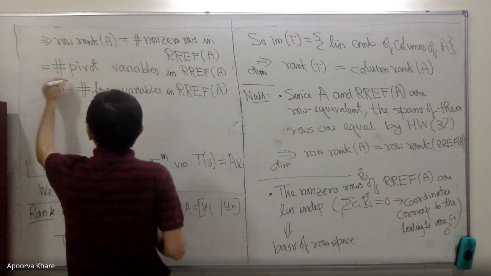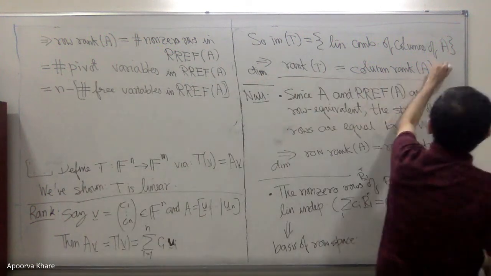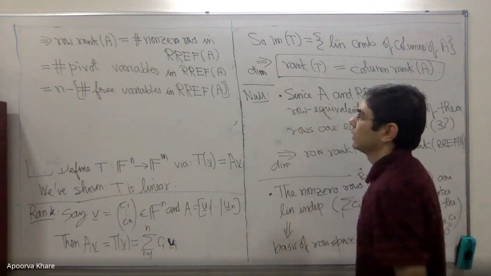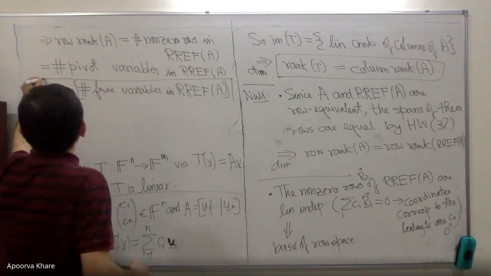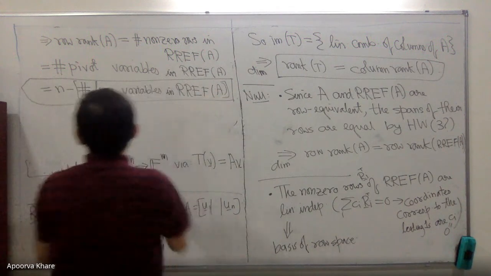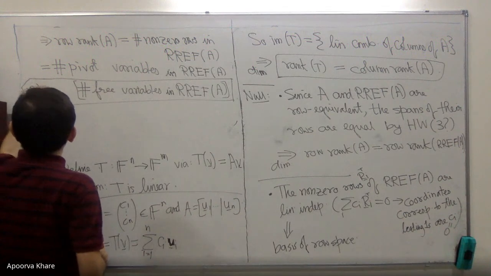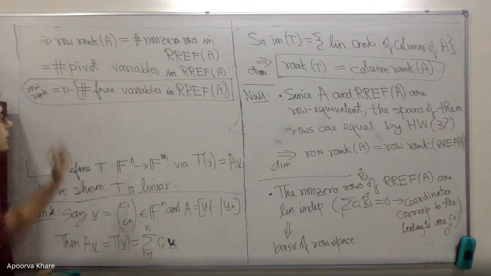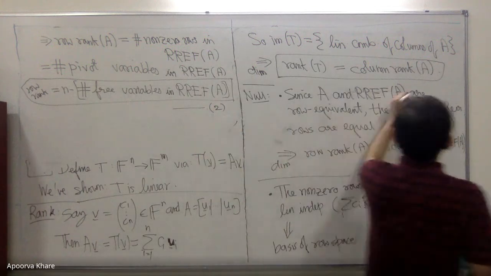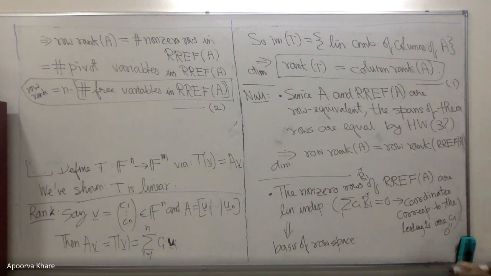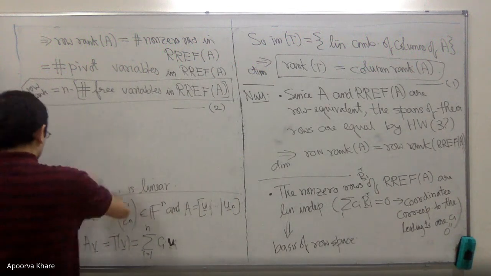Okay, great. This is where we stop. On the one hand, I have that the rank of T is the column rank. On the other hand, I have this, that the row rank of A is n minus this. So I have these two equations. Let's call this equation 2, and this equation 1. And now I need to use 2 more facts, and then we are done.